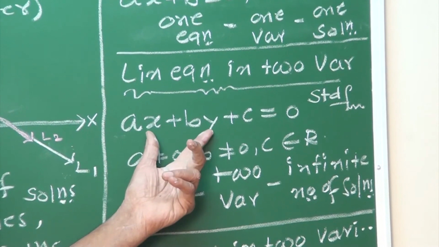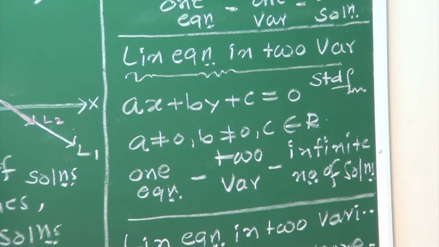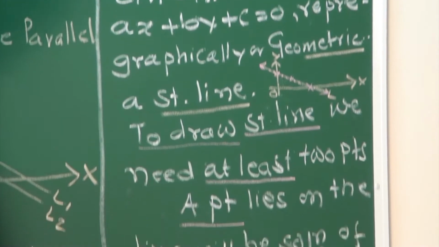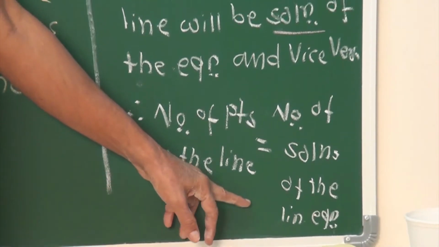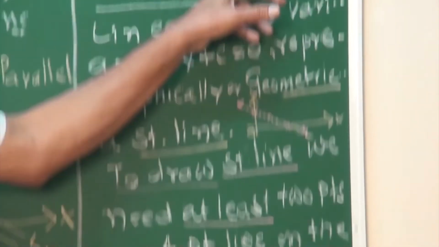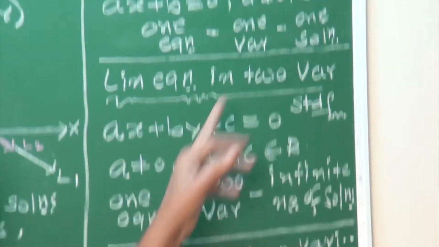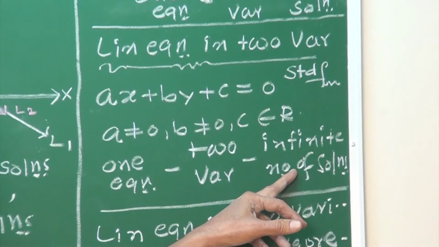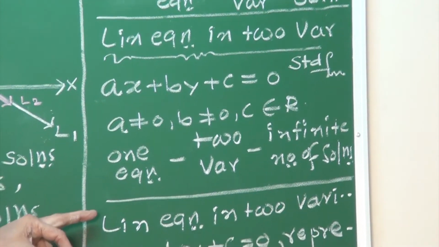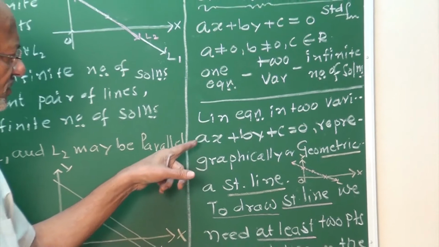How many variables are there? X and Y, 2 variables. And there exist what, my friends? An infinite number of points, infinite solutions. Therefore, there exists an infinite number of solutions. One equation, one variable, one solution; one equation, two variables, infinite number of solutions. So, this I have explained, my friends.